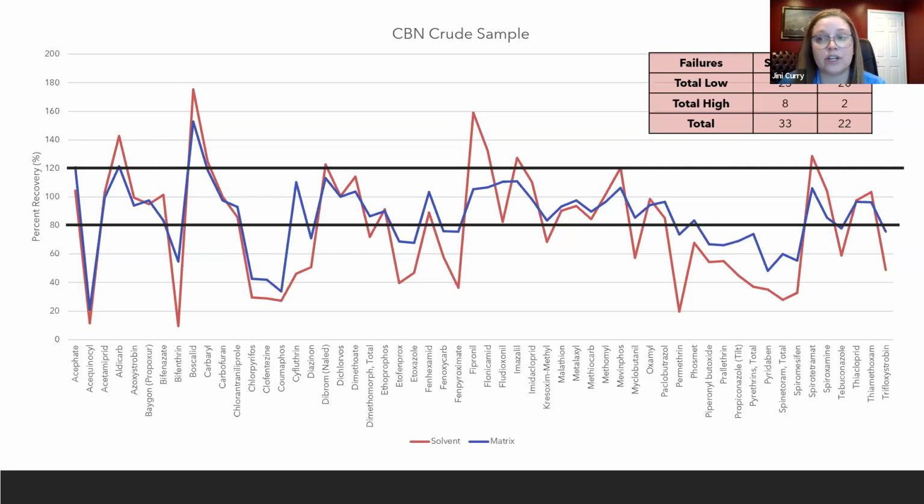So if you have a strange sample coming through the lab, you see something that's different, you're seeing weird internal standard responses, you need to figure out why, and you need to do that troubleshooting.